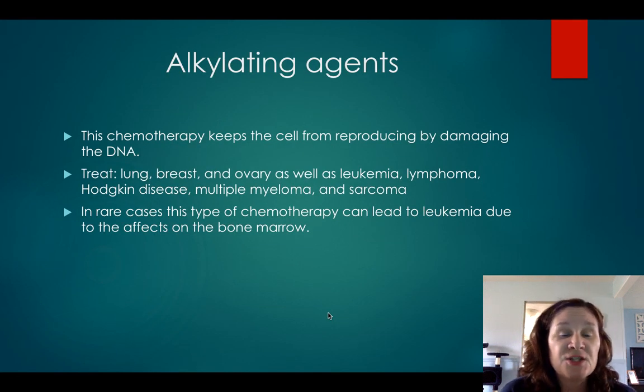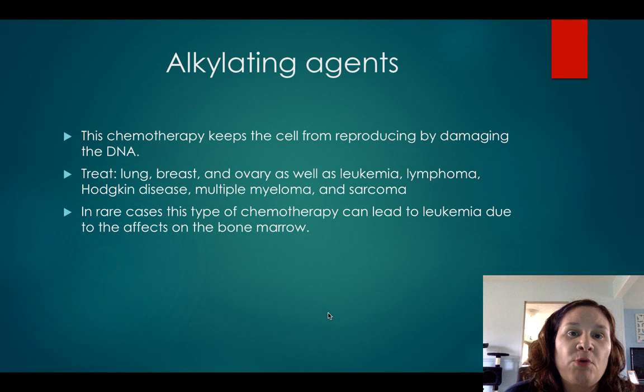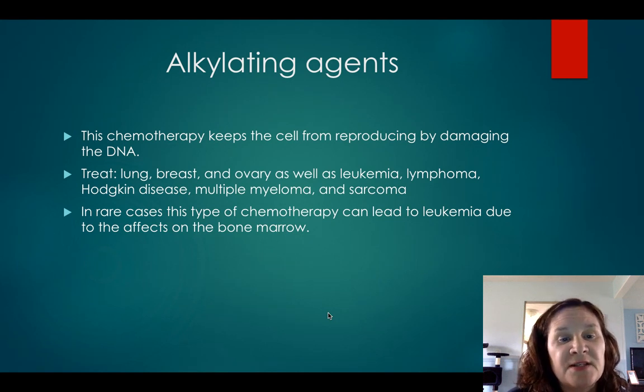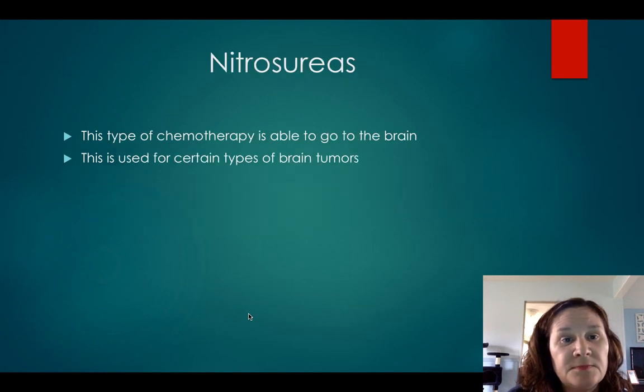So there are different types of agents, as I was stating before. Sometimes we have to use multiple chemo agents to actually kill the cell. The first one is alkylating agents. This chemotherapy keeps the cell from reproducing by damaging the DNA. It is used to treat lung, breast, and ovarian cancers, as well as leukemia, lymphoma, Hodgkin's disease, multiple myeloma, and sarcoma. In rare cases, this type of chemotherapy can lead to leukemia due to the effects on the bone marrow. Because, as I stated earlier, a lot of the chemos can affect all cells, and this can affect the cells in the bone marrow, which can lead to leukemia. The chances of this are small, but there is still a chance of that happening.